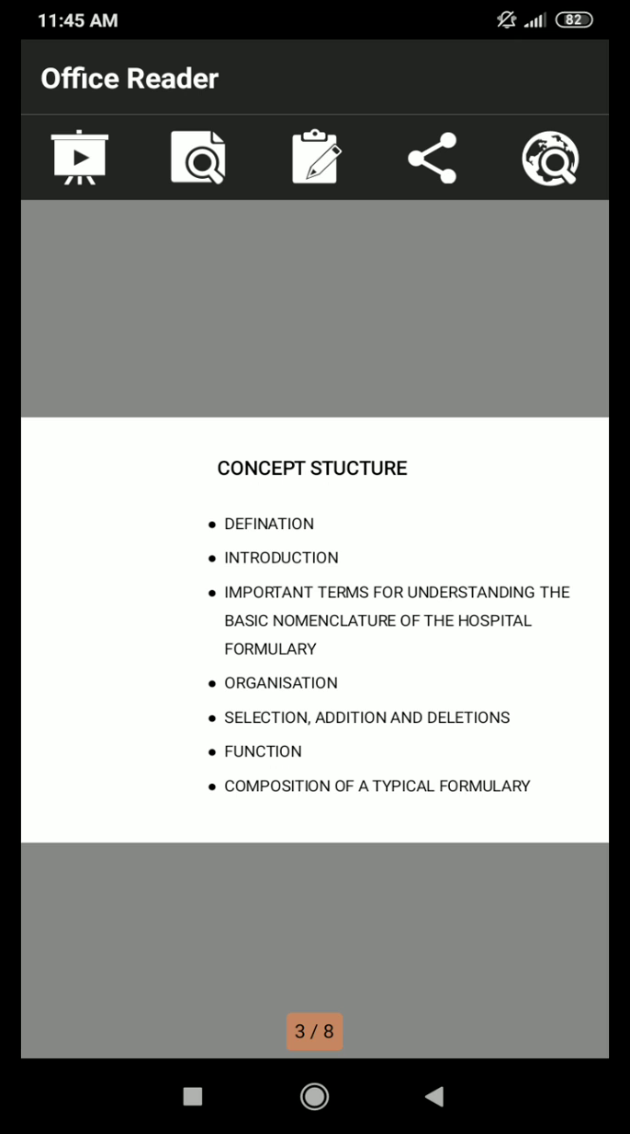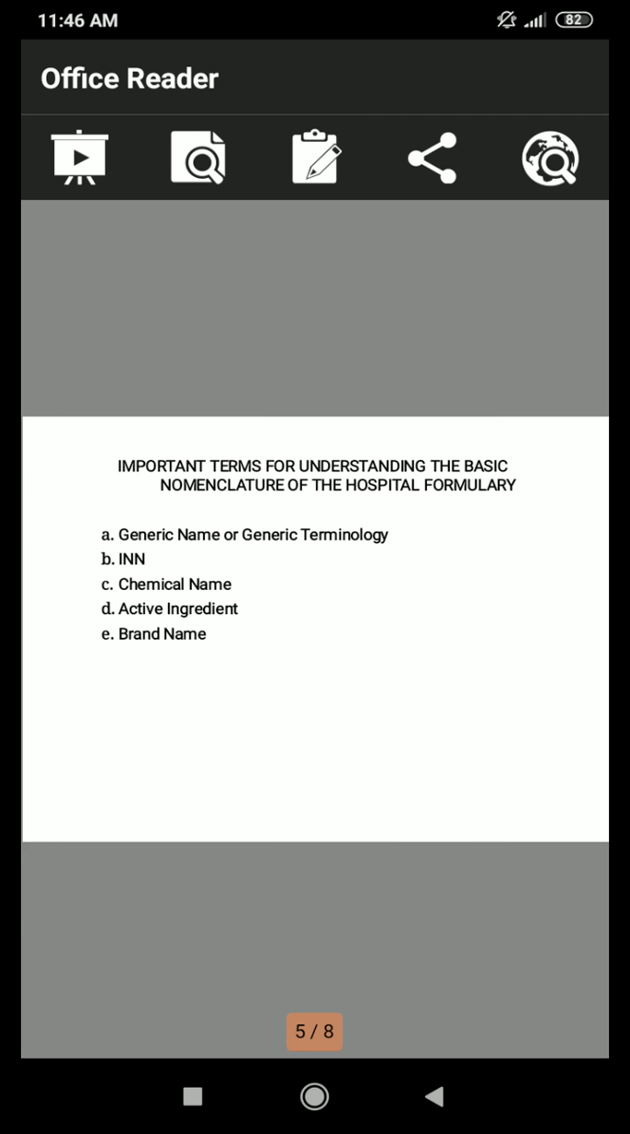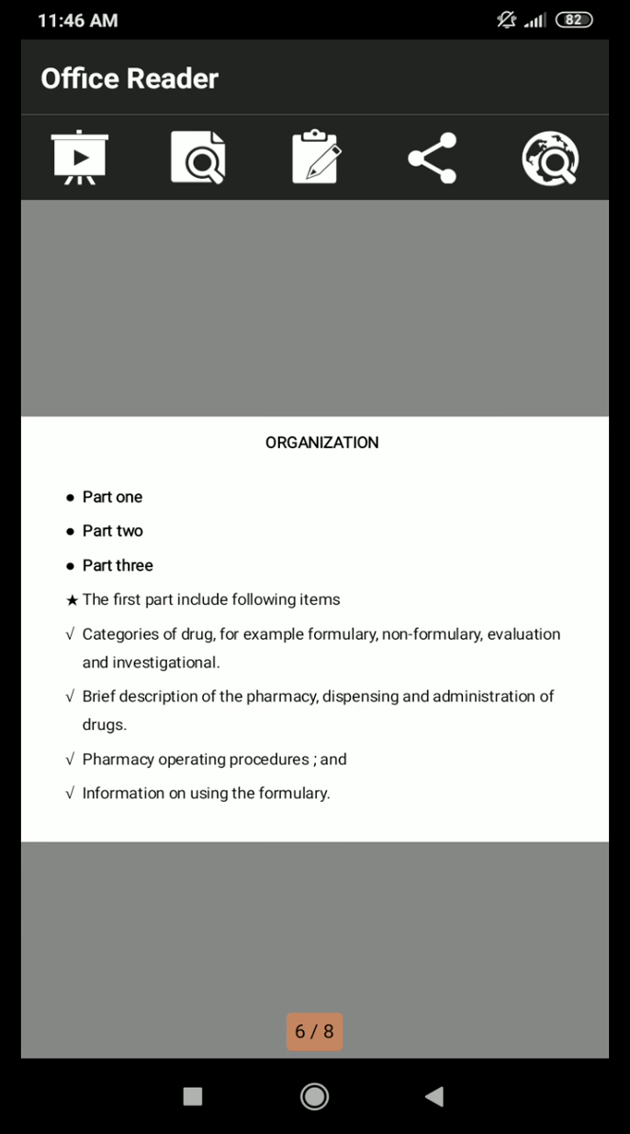Okay, now today I will start. The next point is organization. The hospital formulary consists of three parts: part 1, part 2 and part 3. Part 1 gives the information on the hospital policies and procedures concerning drugs. Then part 2, drug products listing, and part 3, special information.